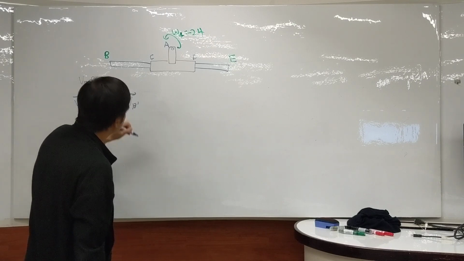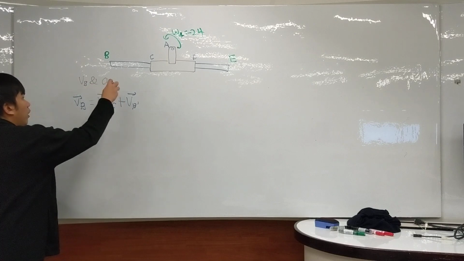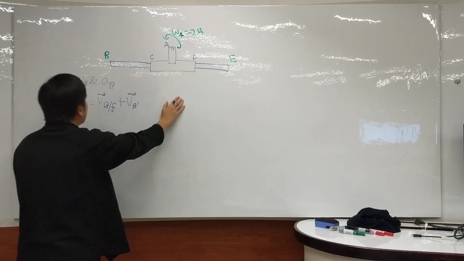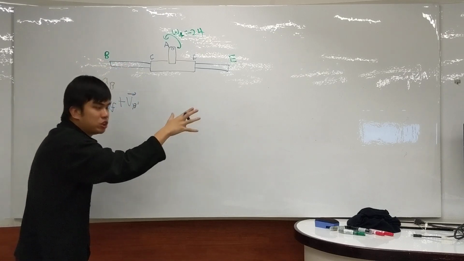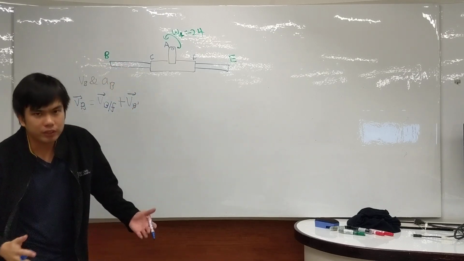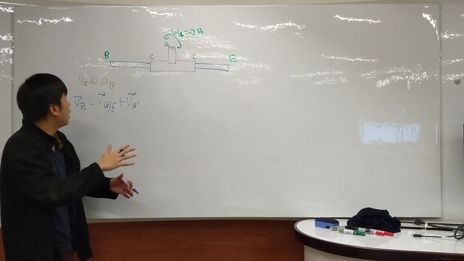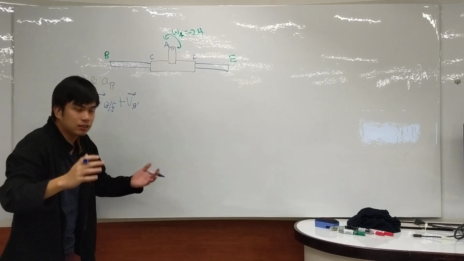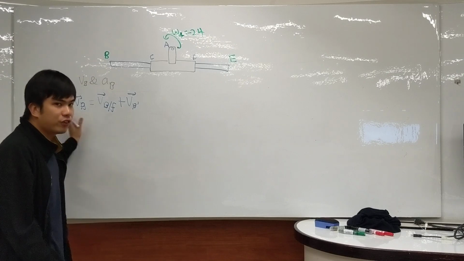Now VB prime is a point that belongs to the body ACD, but occupies the same position as point B. You might be wondering, for VB prime, there's no component connecting this body and B, so it doesn't make sense. We'll talk about that later. So let's try to fill this thing first.